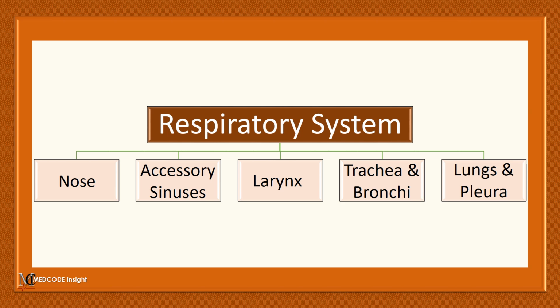The respiratory system is basically divided into five main sections: the nose, accessory sinuses, larynx, trachea and bronchi, and the lungs and pleura. Let's discuss each section one by one, along with important coding guidelines and practice questions.